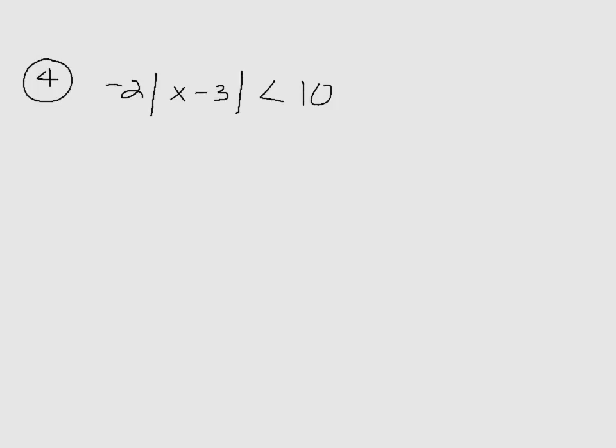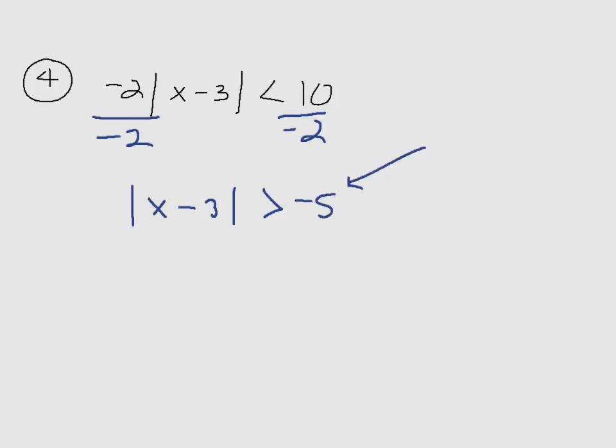Finally, we'll take a look at our fourth and final example. We've got negative 2 times the absolute value of x minus 3 is less than 10. So first thing I got to do is get rid of that negative 2, and again, I'm dividing by that negative, so I'm going to have to flip that sign. Absolute value of x minus 3 is greater than negative 5. This negative should jump out at us. This is going to be a special case.